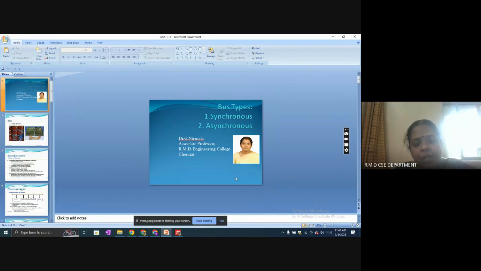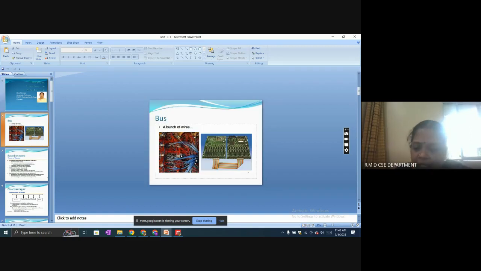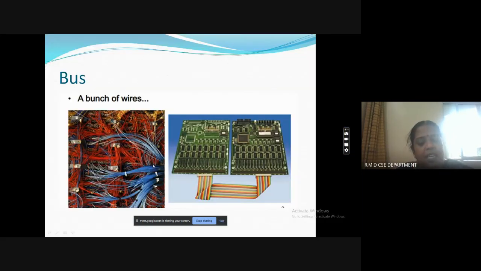Good morning, students. Today we are going to discuss in detail about bus types. There are two types of bus: synchronous and asynchronous. A bus is used for communicating the data transfer that takes place between various devices. A bus is a bunch of wires.